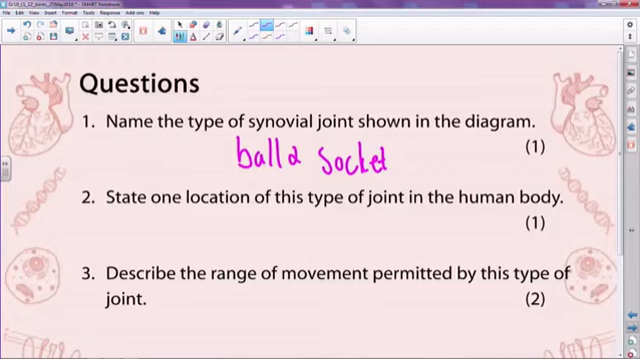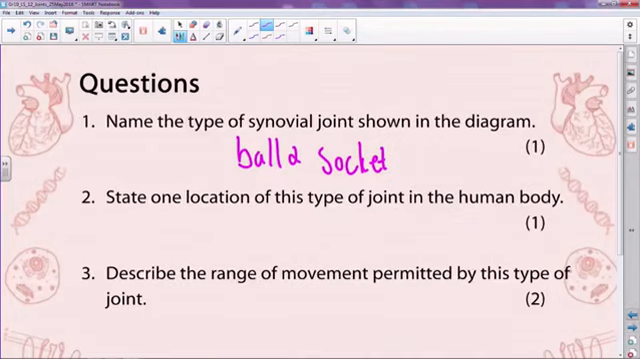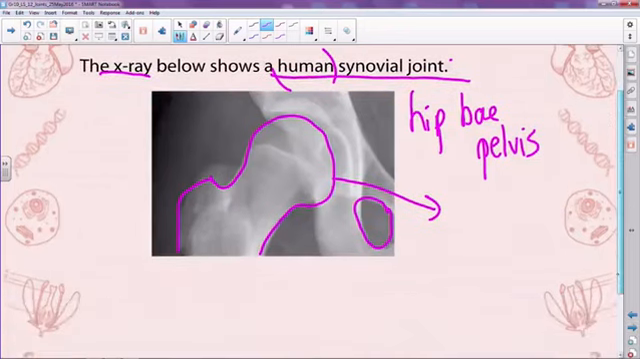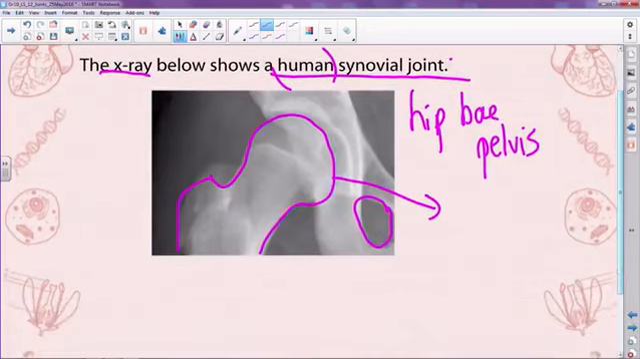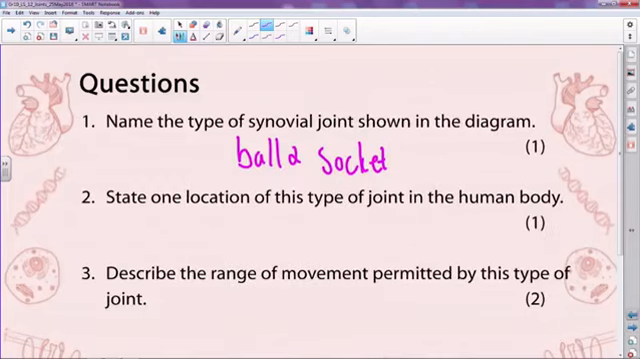Now question number 2. State one location in the human body. It would be fine if you said in the shoulder, but if you recognized this as the hip bone, or the pelvis, then I would suggest that your answer would be the pelvis, or the hip bone with the femur.